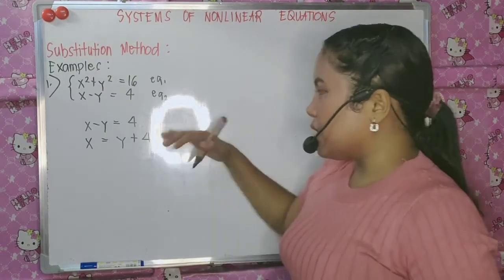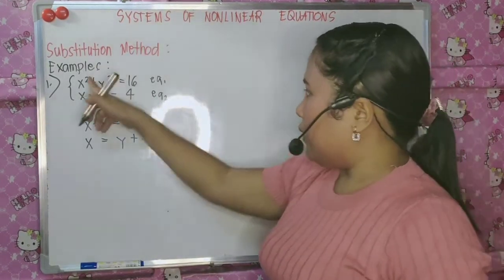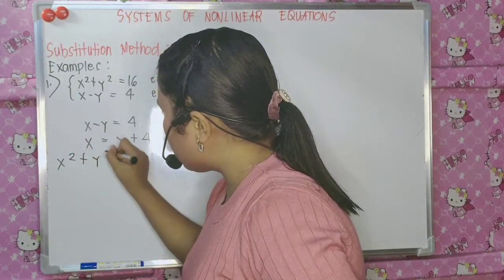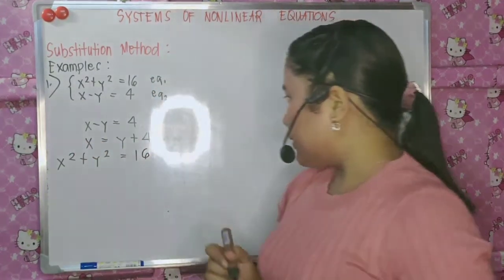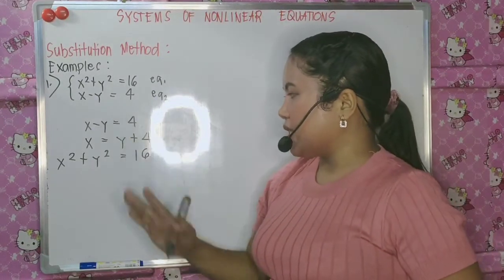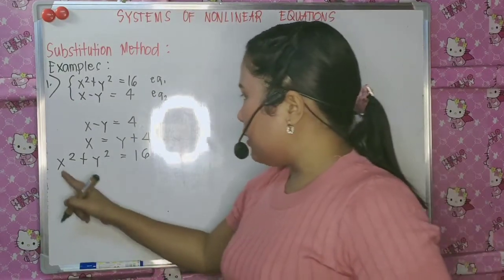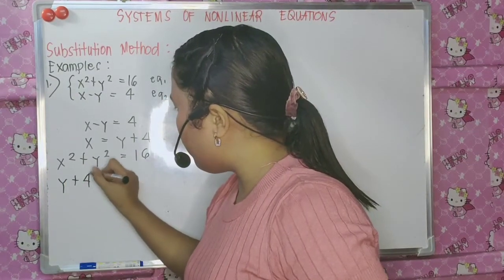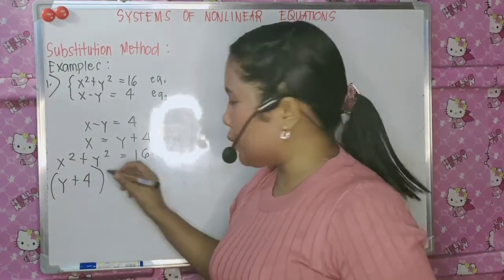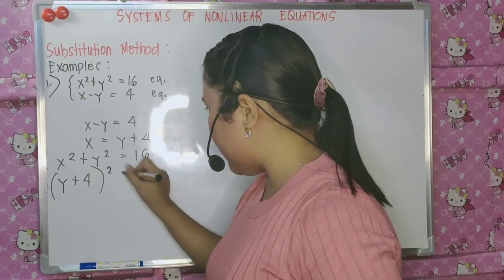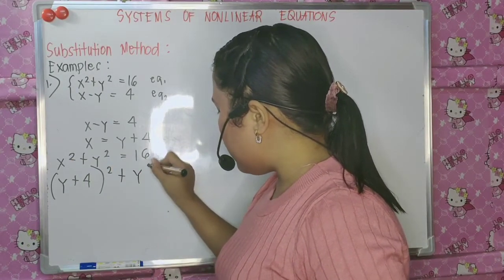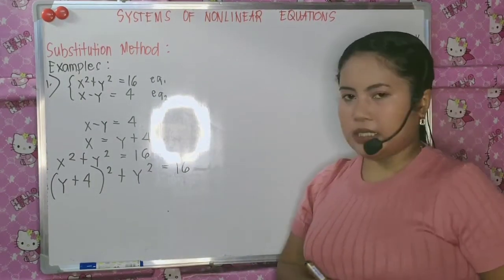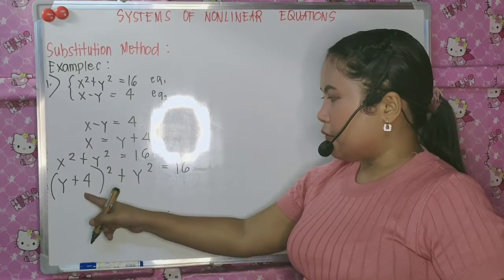So, i-distribute na natin ito sa first equation. Yung first equation natin is x squared plus y squared equals 16. Ipalit natin siya sa x dito. So, yung x papalitan natin ng y plus 4. Since may exponent na 2, wag natin siya kakalimutan. Ilalagay pa rin natin siya. Plus y squared equals 16. After nyan, i-simplify lang natin (y plus 4) squared.